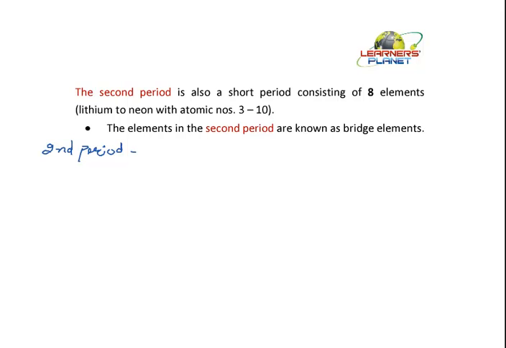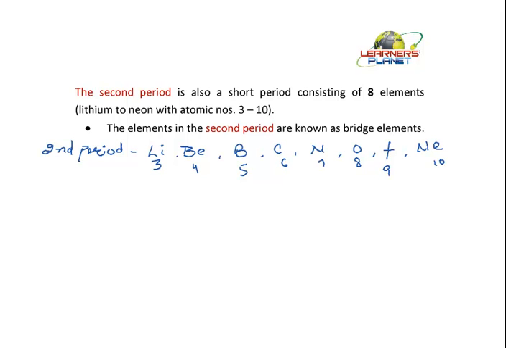What are the elements? These are lithium, beryllium, then boron. Then what will be there? It would be carbon. Then there would be nitrogen, oxygen, and fluorine. And finally there would be neon. So what are the atomic numbers here? It would be 3, 4, 5, 6, 7, 8, 9, 10.